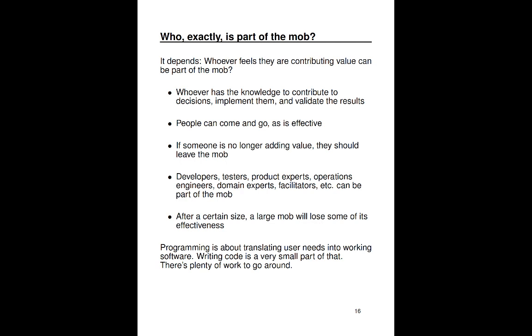So this means that developers who write code, people who test code, product experts, operations engineers, people that understand the business domain, and facilitators can all be part of the mob. Now, of course, after a mob reaches a certain size, it will lose some of its effectiveness if it's too big. So it's something that you need to balance and keep an eye on. And remember, software development, the act of programming, is not just writing code. It's about translating user needs into working software. So there's plenty of work to go around, and plenty of people in many different roles can contribute to this.